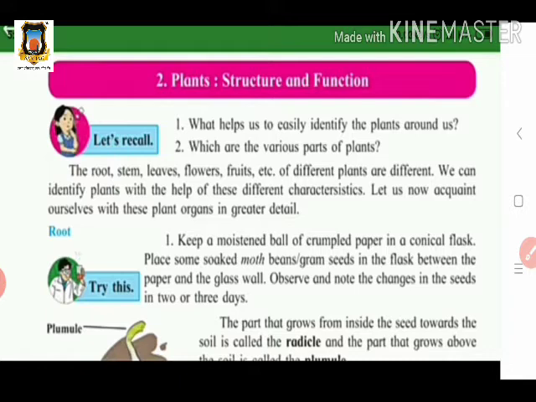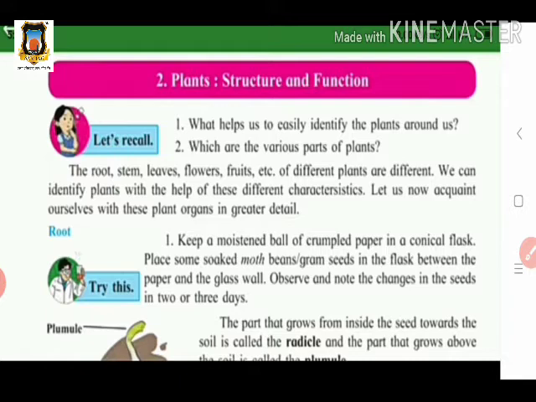Okay, so in this chapter we start from the first part of the plant, that is the root. For the study of this part we try this activity. What is the activity? Keep a moistened ball of crumpled paper in a conical flask. Place some soaked moth beans or gram seeds. It means you take any type of seed or beans and keep them in a flask, between the paper and the glass wall. Observe and note the changes in the seeds in 2 or 3 days.